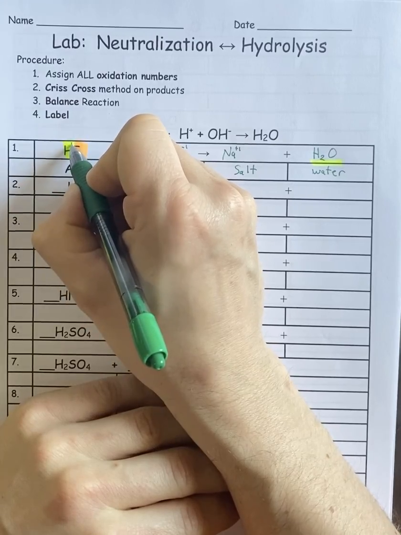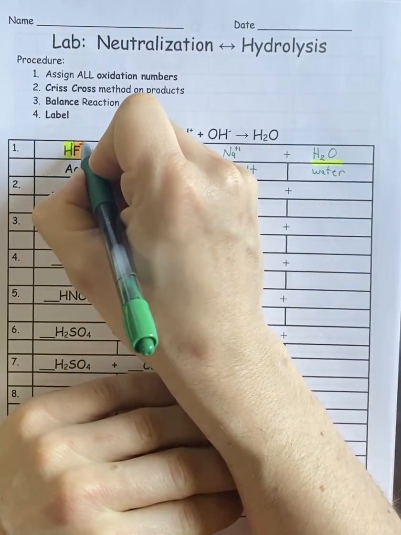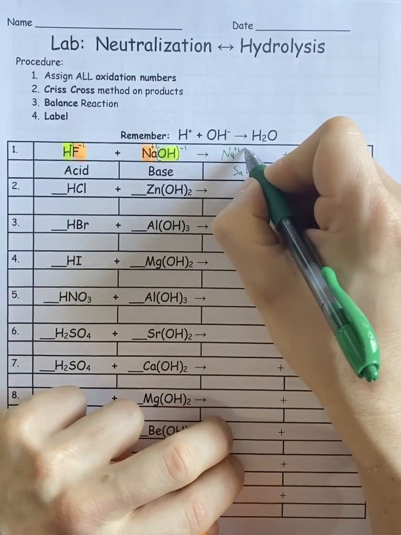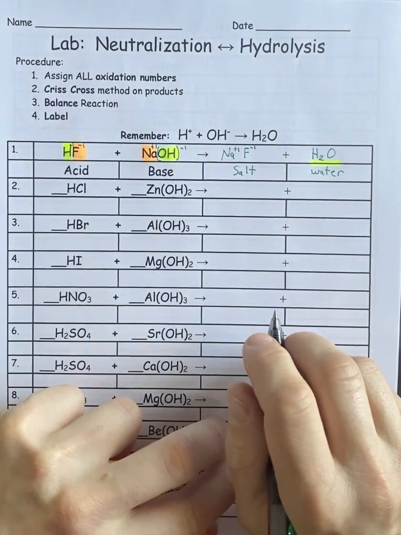H is in group 1. Well, H has its own rule, it's +1, just like group 1. F has its own rule, it's -1. Again, you could solve it either way. So F is -1 here. And then when I crisscross 1 and 1, it's just NaF.